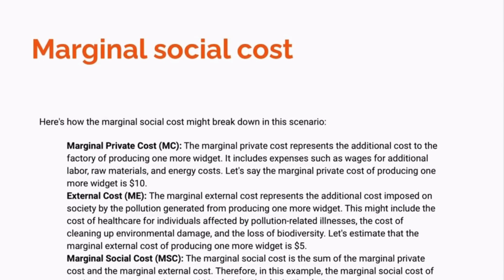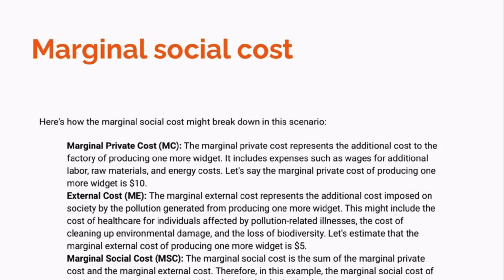So how do you break up that marginal social cost? The marginal social cost would include the marginal private cost, which is basically the additional cost of producing one more product, and it would include the addition in the expenses in the form of wages, in the form of raw material, and additional cost in the energy, right?